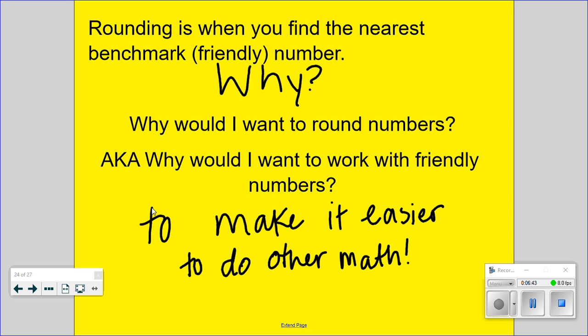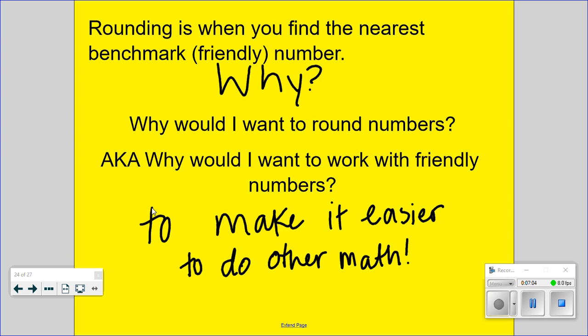So a lot of you, I heard, said addition. Right? It's easier to add 40 plus 40 than it is to add 37 plus 45. It's just easier. I like it. I'm all about easy. But you can also do it with other math.